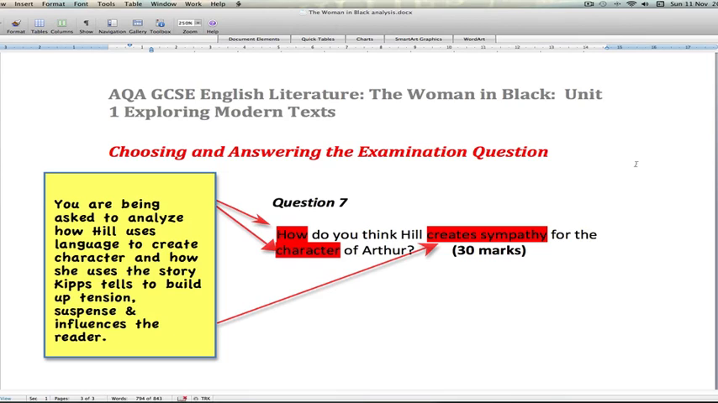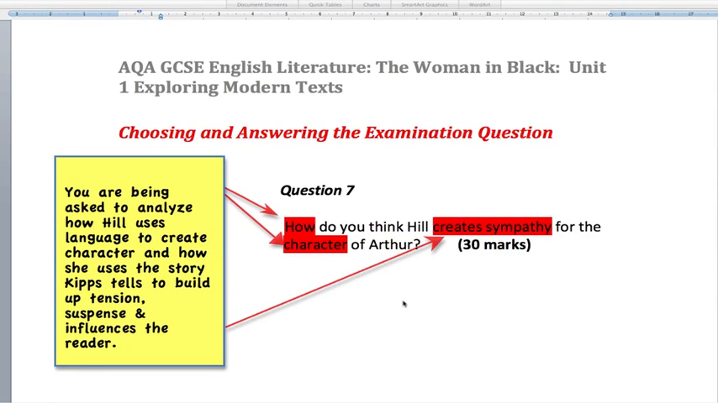So looking at this question here, question 7, it asks, how do you think Hill creates sympathy for the character of Arthur Kipps? If we look at the question and consider what we're being asked to do, it's quite clear that the examiners want us to think about characterization and Susan Hill's use of language.